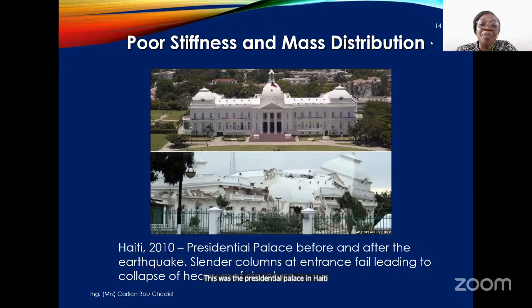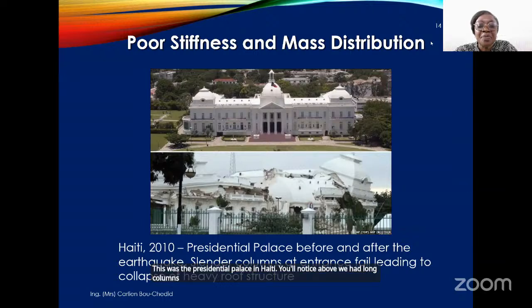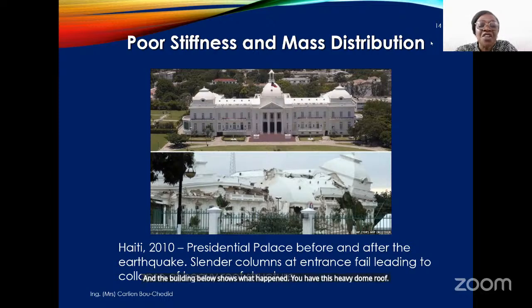You'll notice above they had long columns that are uninterrupted, and the building below shows what happened. You had this heavy dome roof above which collapsed. The slender columns failed.